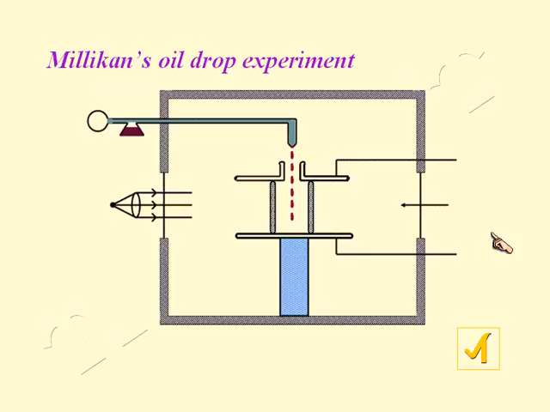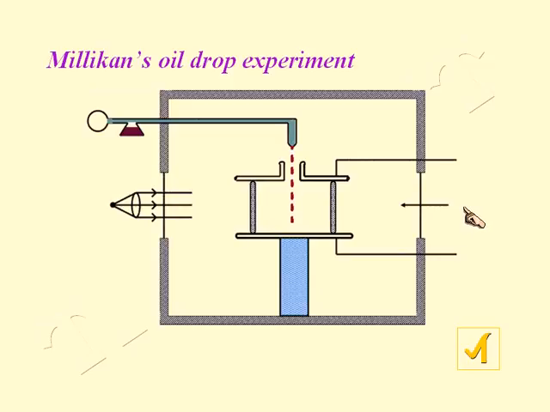So the oil drop was freely falling down. When we apply the X-rays, the ionization is done. Then we apply the electric field, and the oil drop moves in the upward direction. So without the field, the drop is falling down. Then when we apply the field, it can be moved up also.